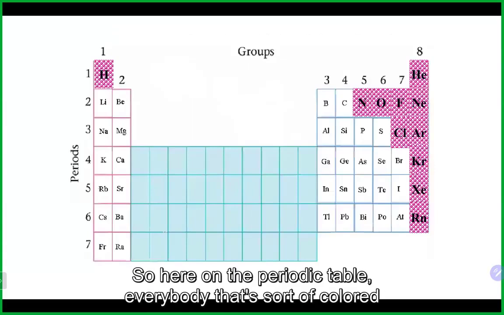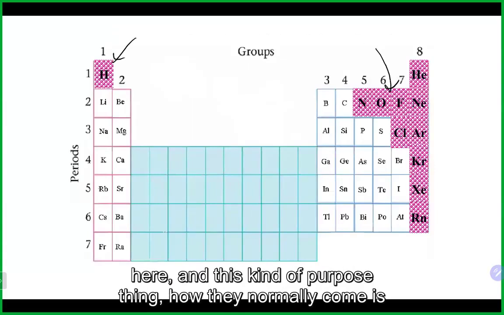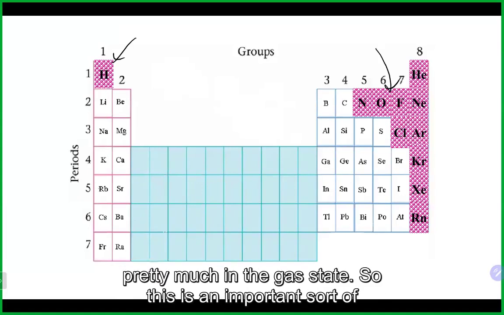So here on the periodic table, everybody that's colored here in this purplish color, how they normally come is pretty much in the gas state.